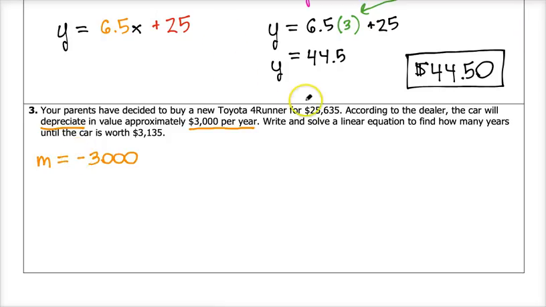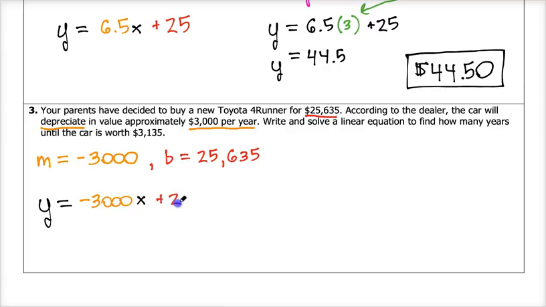The starting point is the original price we paid for the car, which was $25,635. So the equation in this case is going to be y equals negative 3,000x plus 25,635.